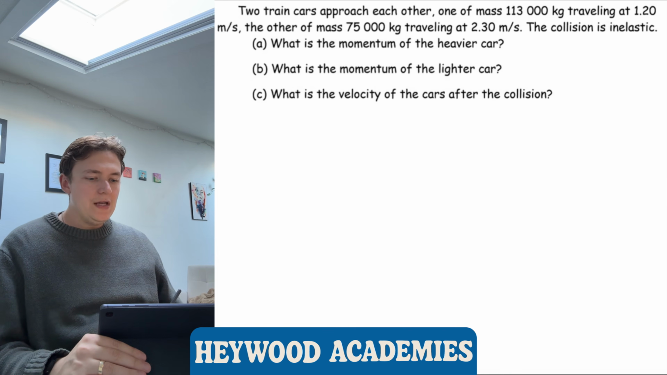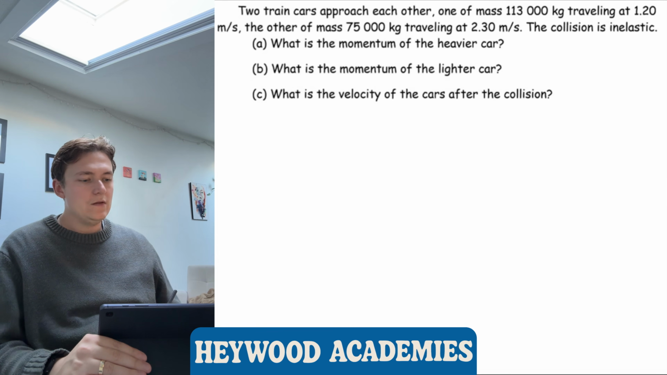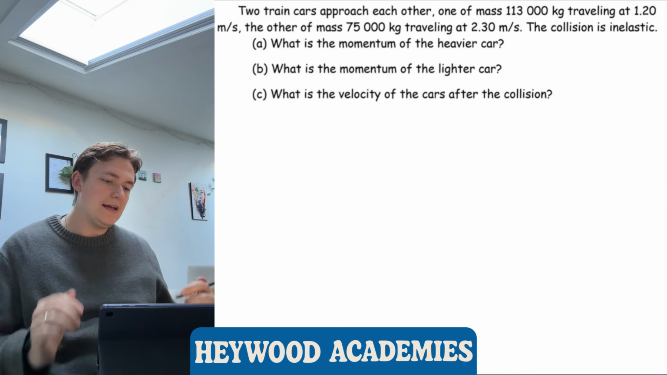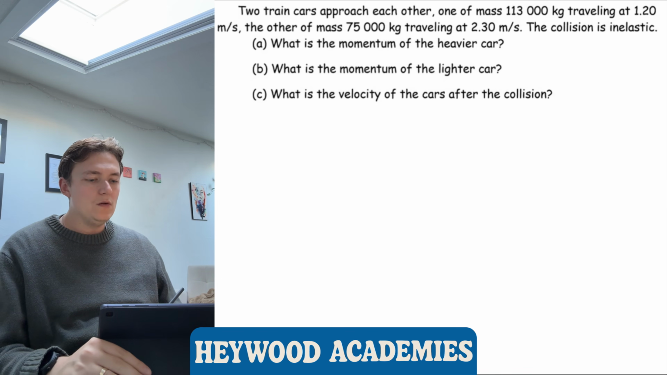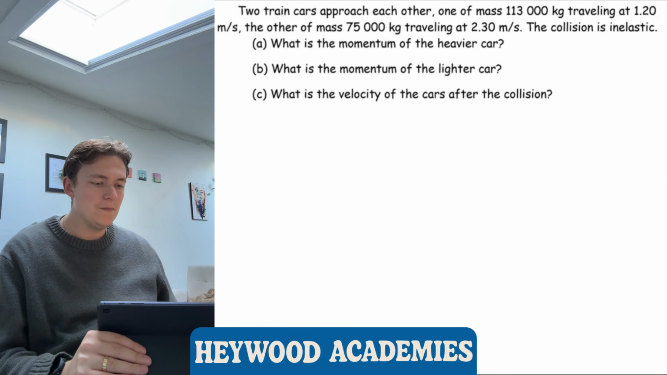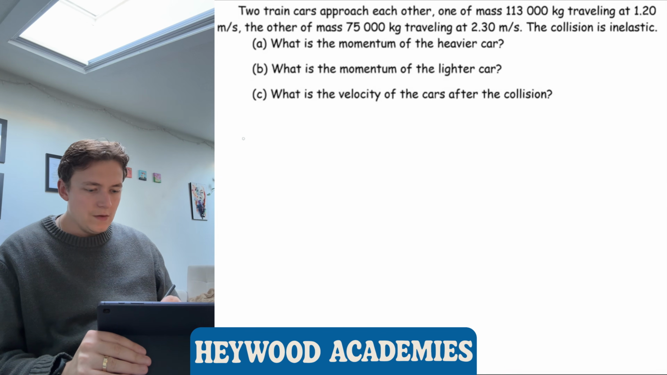Alright, we've got two train cars approaching each other with different masses and different speeds. The collision is inelastic, so once they collide, they're going to stick together and move together as a unit. We want to know what is the momentum of both of the cars, and then what's the velocity of the cars after the collision. Okay, so let's go momentum of heavier car.